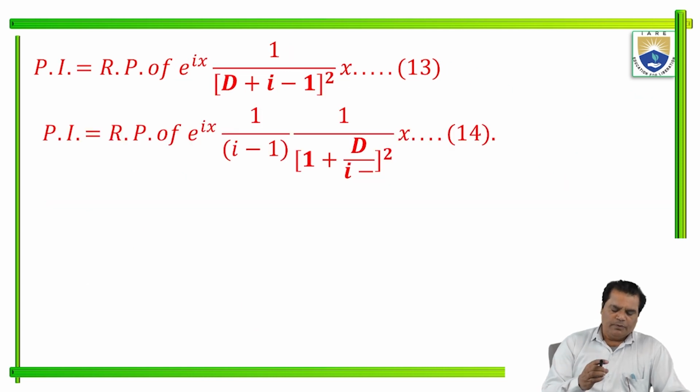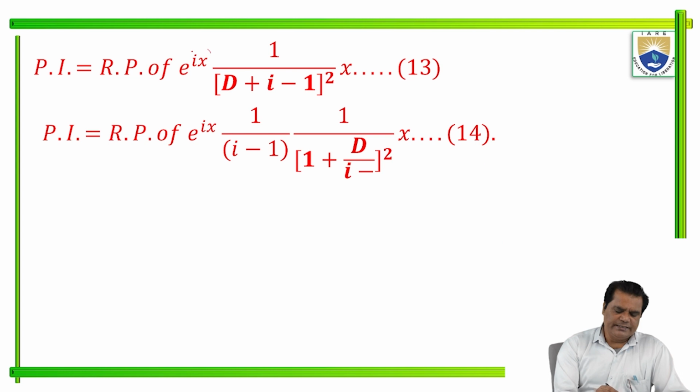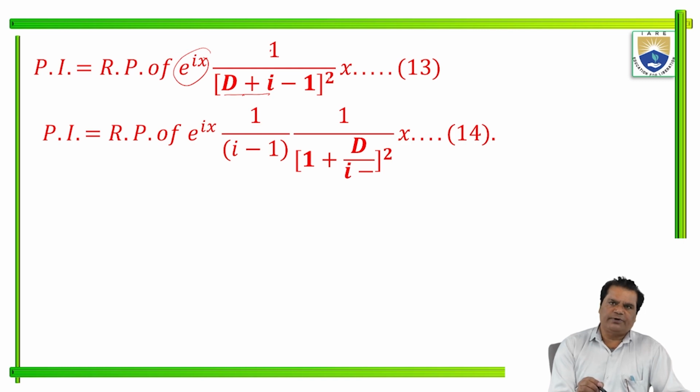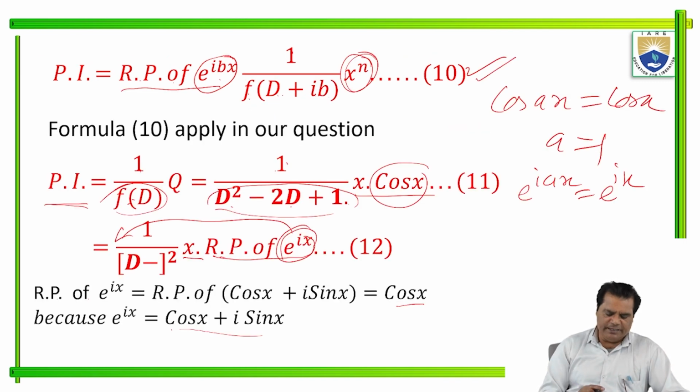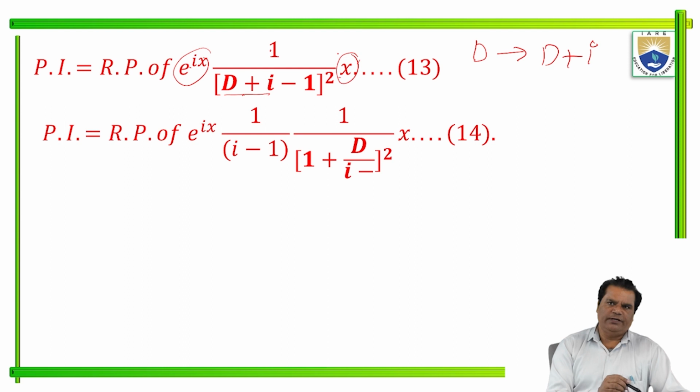Now e to the power ix is taken to the left side. Same process: e to the power ix taken to the left side and putting D equal to D plus i. In our last step we have (D minus 1) whole square, and D is replaced by D plus i. So we get 1 upon (D plus i minus 1) whole square into x, with only the algebraic function remaining. RP of e to the power ix.